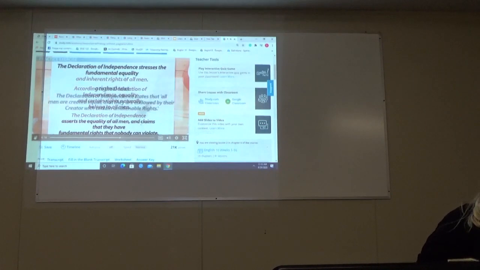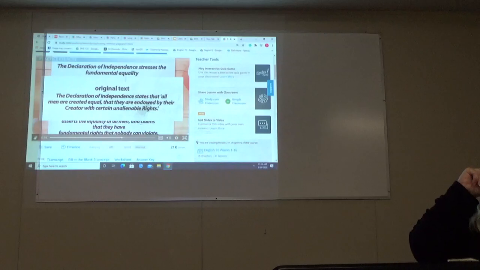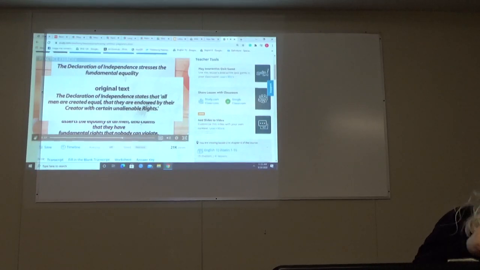Notice how these paraphrases don't follow the grammatical patterns of the original text. The sentences are structured differently, and ideas are expressed using different parts of speech, for example, using equality instead of equal.